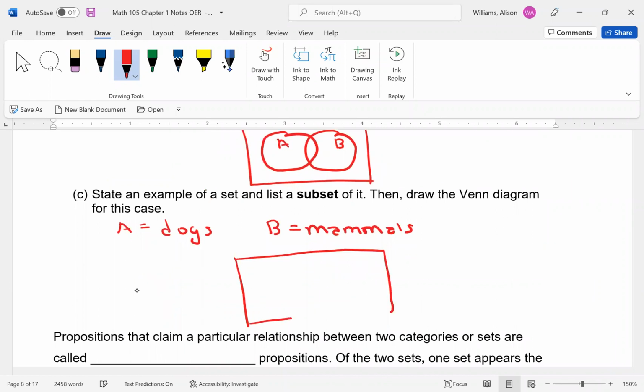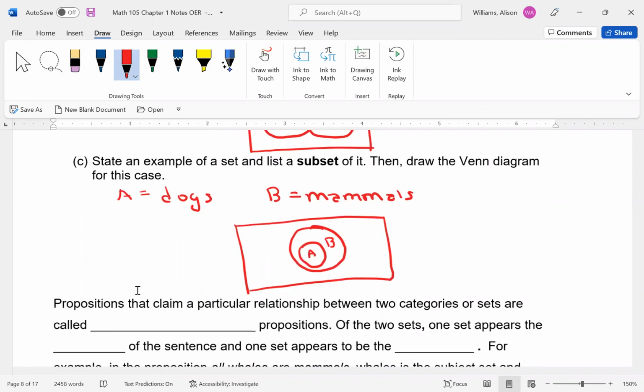So in this case, dogs would be a subset of mammals because dogs are a type of mammal. Propositions that claim a particular relationship between two categories are called categorical propositions. Of the two sets, one appears as the subject of the sentence, and the other one is what we'll call the predicate.